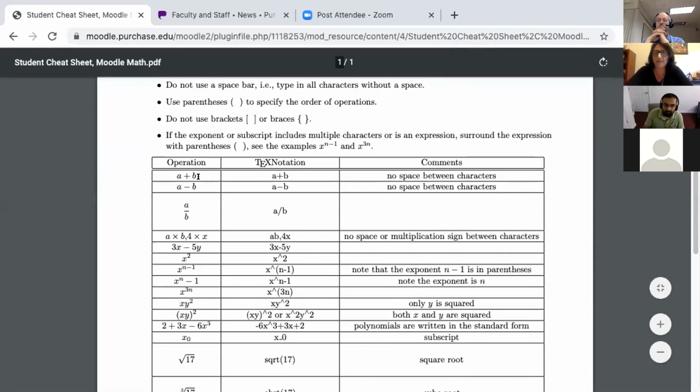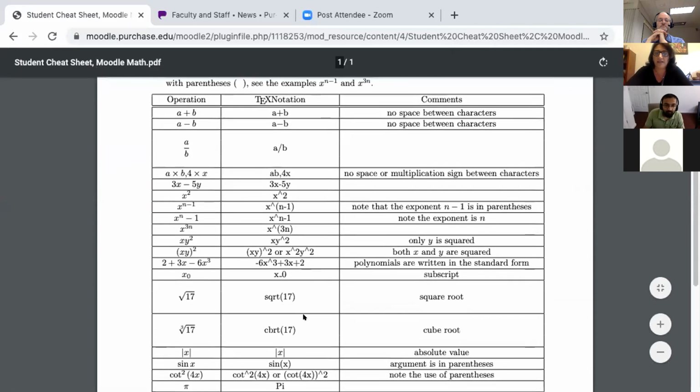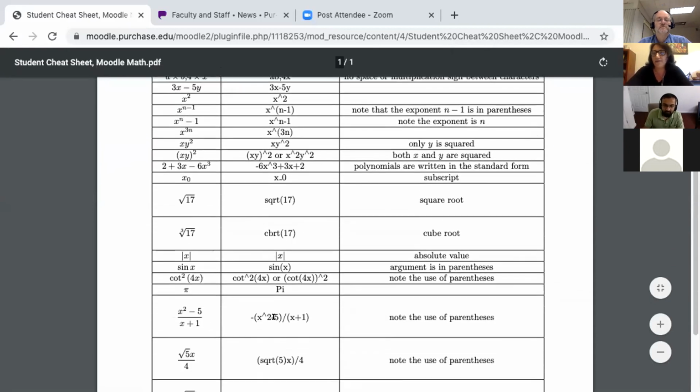For example, if their answer is A plus B, what they should do? No space between characters. If they have polynomials, then they have to write it in the standard form, from the highest degree to the lowest degree. What to do for the square root, for cubic root. They will have this guidance.